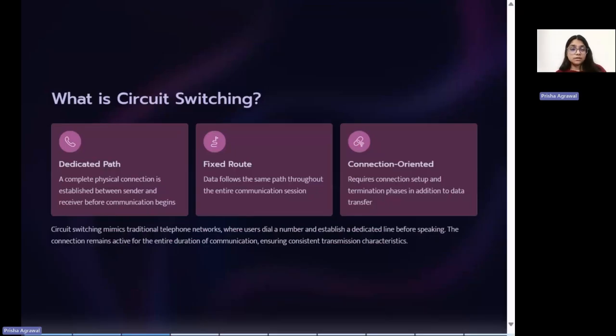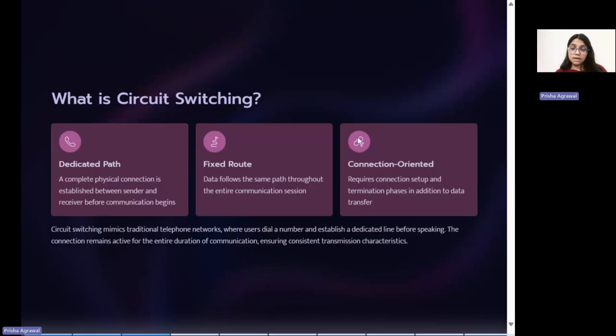There are three main characteristics of circuit switching. First one is the dedicated path. This means that the network reserves a specific communication channel exclusively for the communicating devices. Second characteristic is fixed route. All the data follows the same path from the sender to the receiver throughout the communication session. The third characteristic is that circuit switching is connection oriented. This means that before any data transmission can occur, a connection must first be established between the sender and receiver.